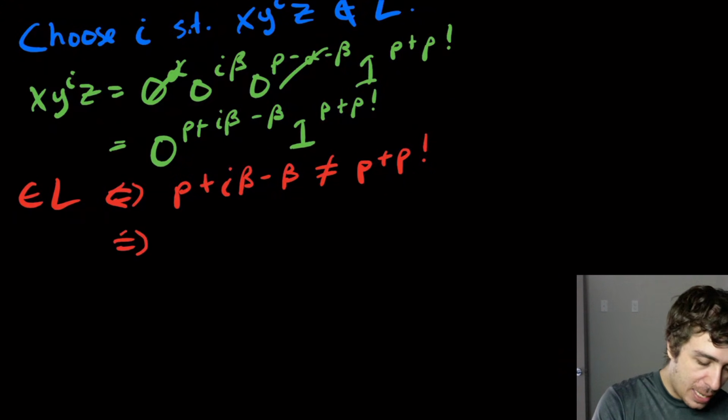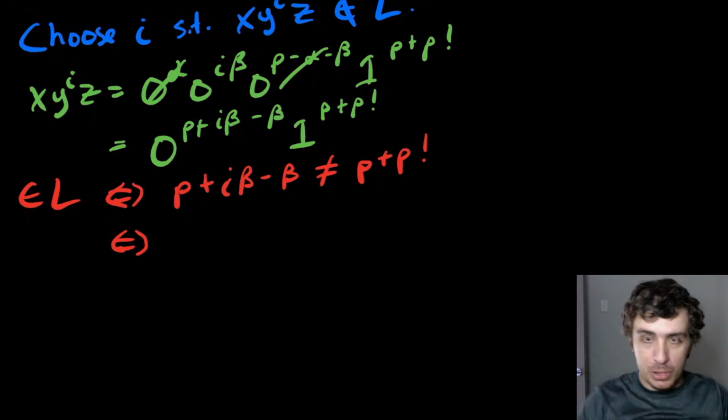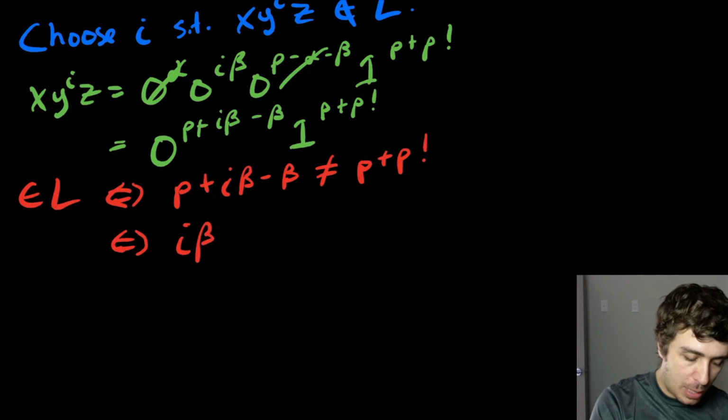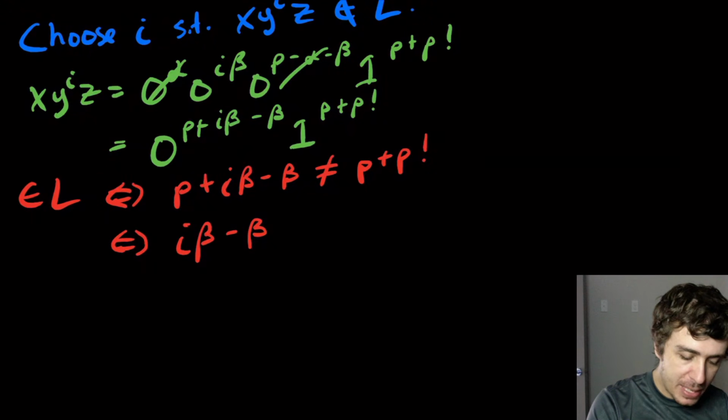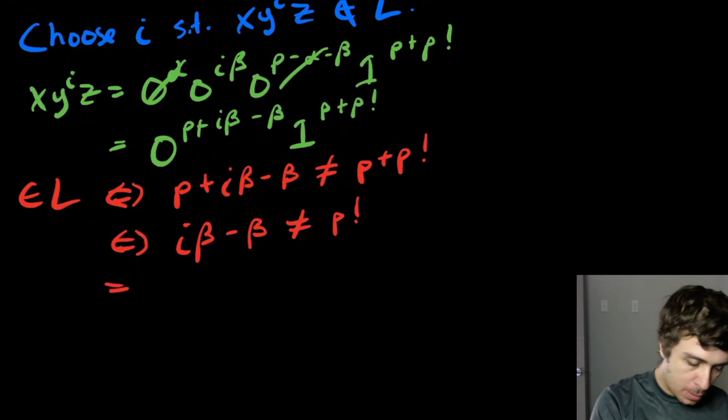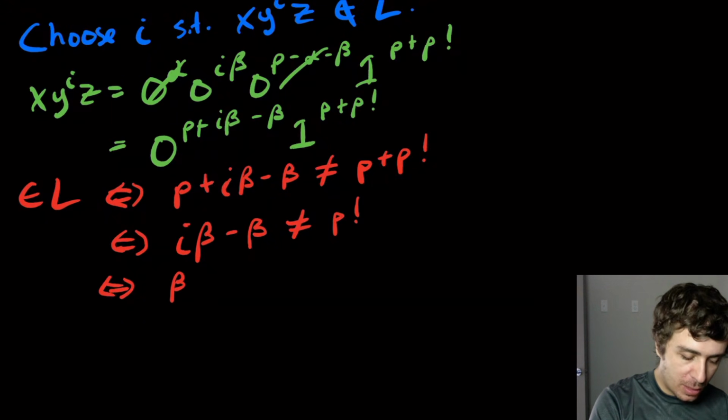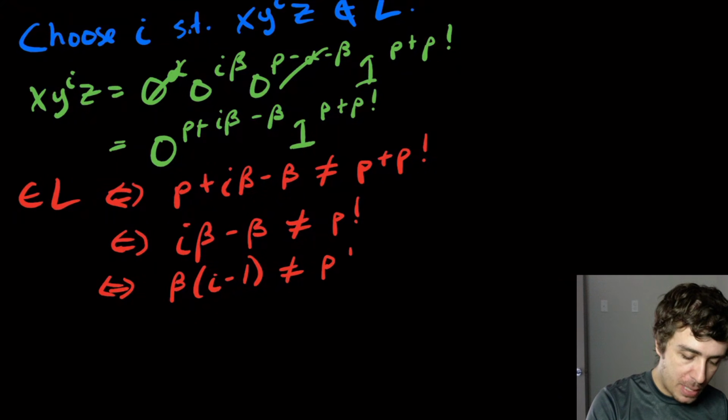So if and only if, well, we can subtract the p on both sides as equivalent. So I beta minus beta is not equal to p factorial. So let's factor the left side. So beta times (I minus 1) is not equal to p factorial.